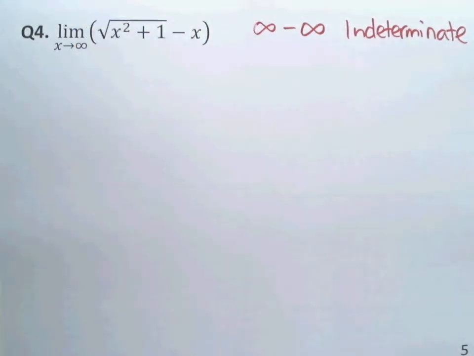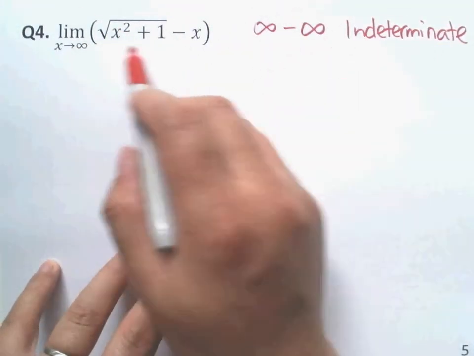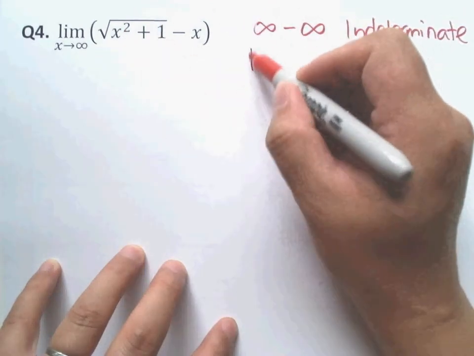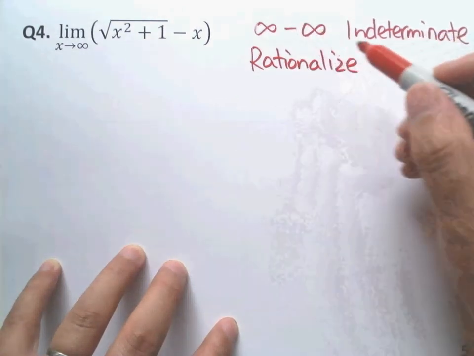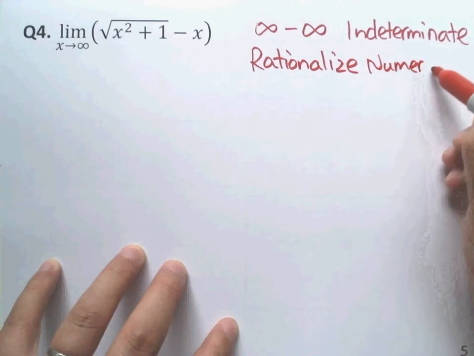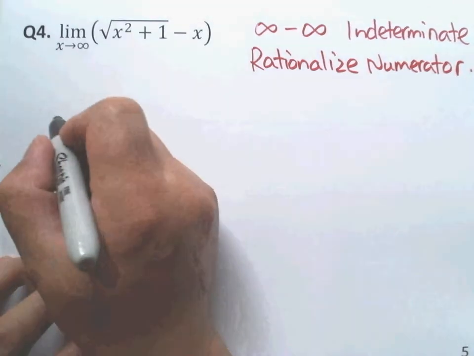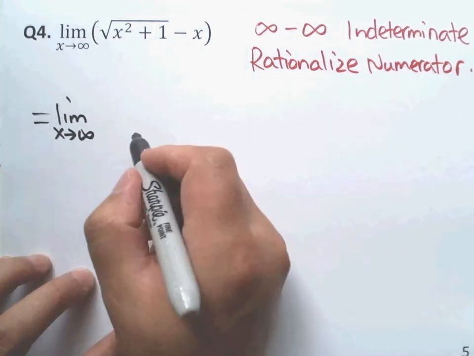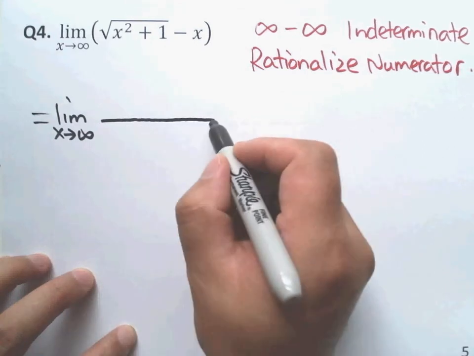I'll show you a method for how to do this. We have the square root. What are we going to do? Rationalize. Remember this? When we have a square root form, we rationalize. Here we know the denominator, so we can rationalize the numerator. Okay, so we can rationalize the numerator. Which means what? I have to multiply by the conjugate, right?